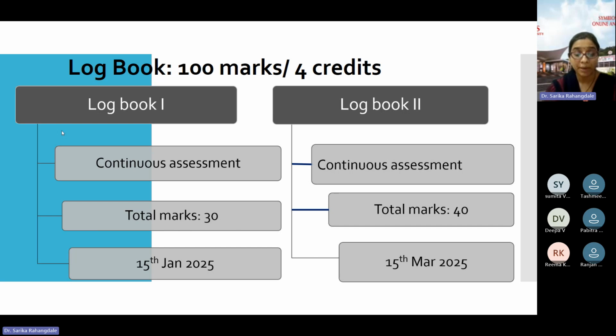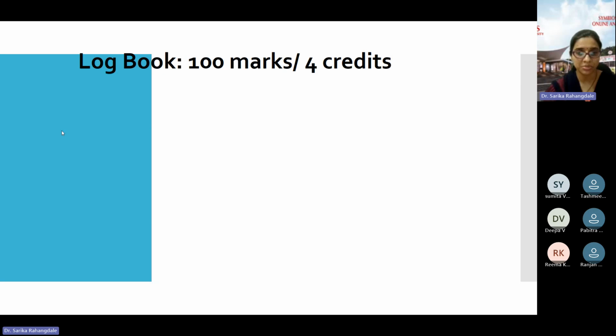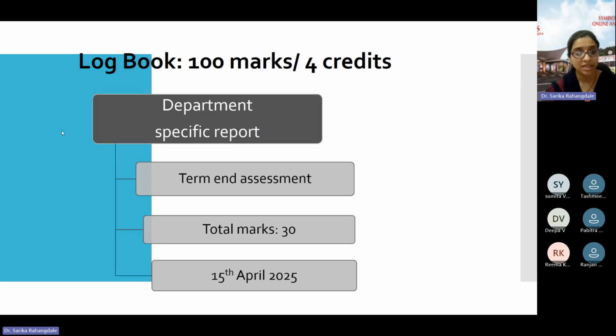and department specific report. So logbook 1 and 2 are your internal assessment, which means these are evaluated inside the university, inside the institute. This is considered as your internal submission. And logbook 3, which is a department specific report, is considered as your term end submission. Term end submission means you will be evaluated and getting your term end exam marks on this report.